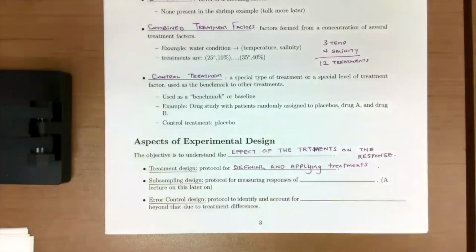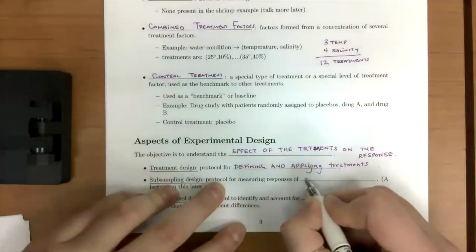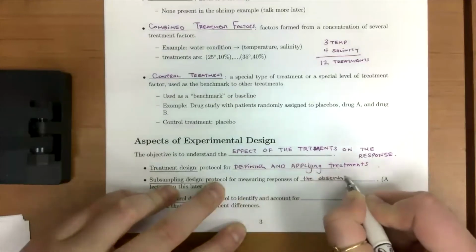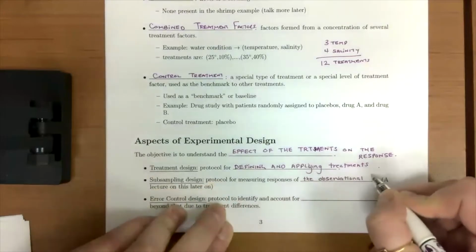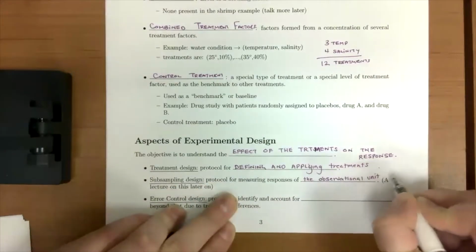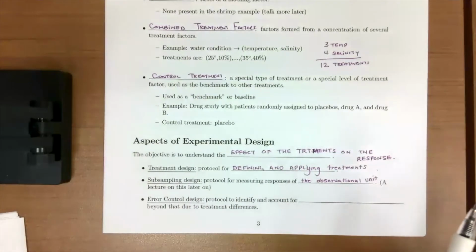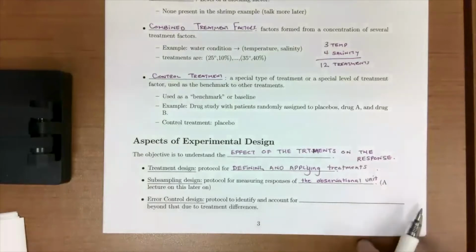Then we also have subsampling, which is a protocol for measuring a response of the observational unit. Now, this term will come back into play in about a couple minutes, and this term is going to be important. Okay, so treatment design is how we're going to apply our treatment, so a little bit of randomization is coming in there. Subsampling is going to be the protocol for measuring the response on the observational unit.